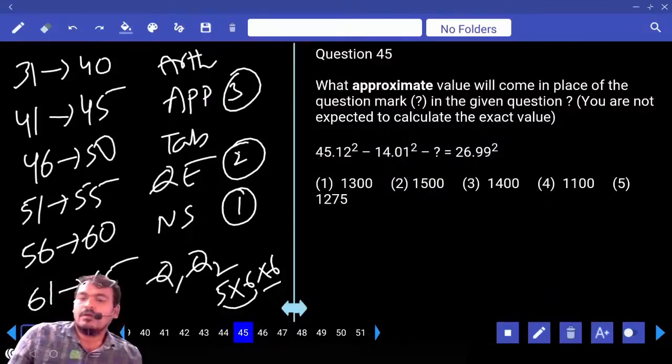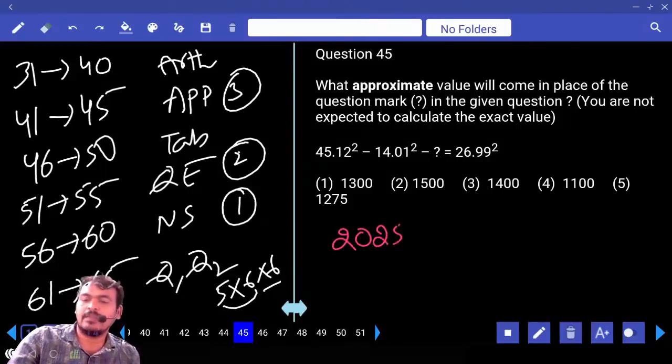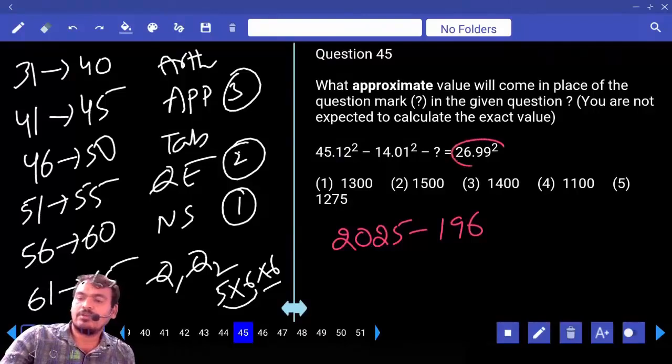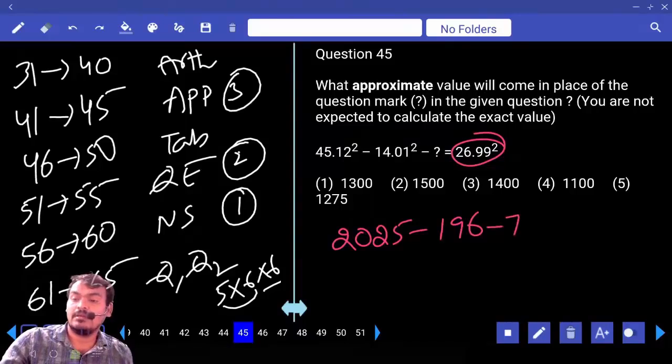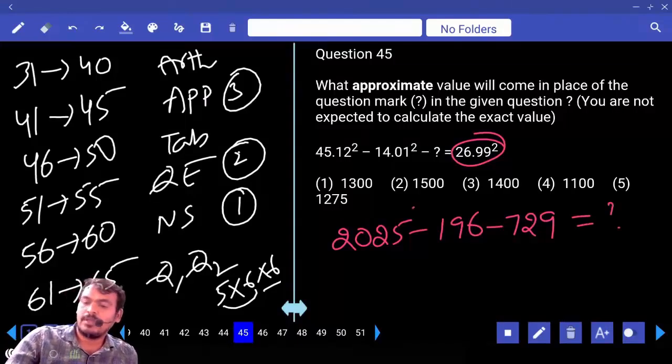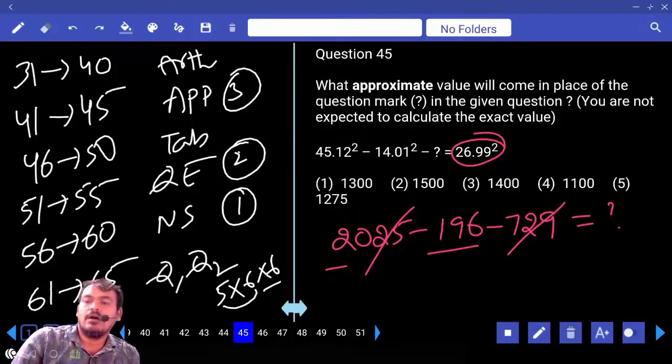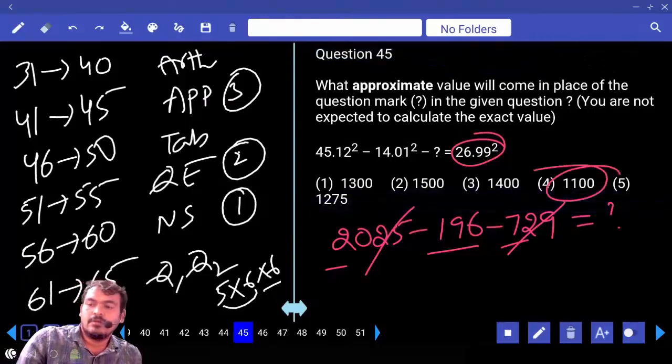Next. The first one is 45 square, or not? What is 45 square? 2025. Second one, 14 square. How much? 196. Next one, 27 square, or not? 27 square means 729, equal to something, or not? Okay. Plus 25 minus 29 cancel, or not? Okay. 2000 minus 200, or not? How much? 1800. 1800 minus 700. 1100. Fourth option, or not?